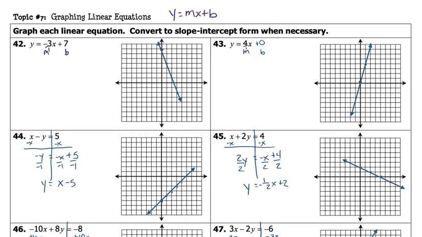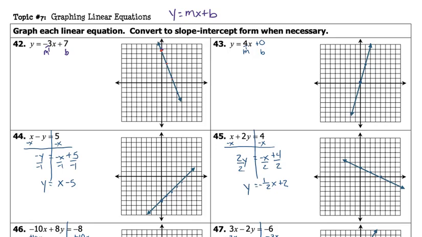So looking here, 42, y equals negative 3x plus 7. 7 is the b, so as you can see, I started here. There's my 7. And then my slope was negative 3. Now slope is rise over run, so I have to make it a fraction, so negative 3 over 1. So drop 3, 1, 2, 3 over 1, and then you will continue on. And then I connected those points in order to make a straight linear line.